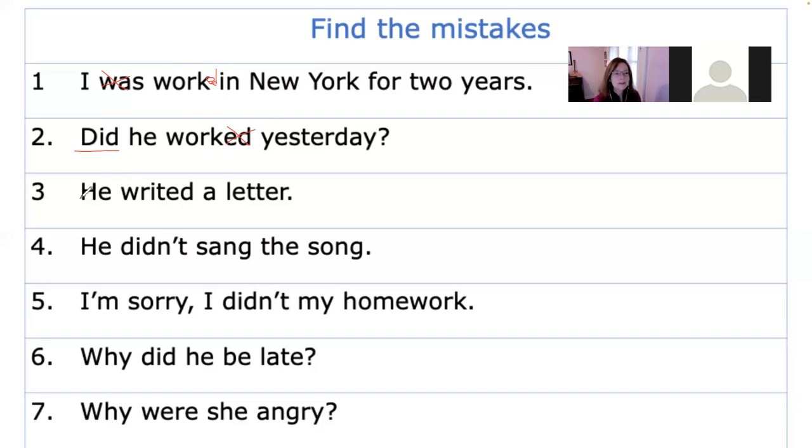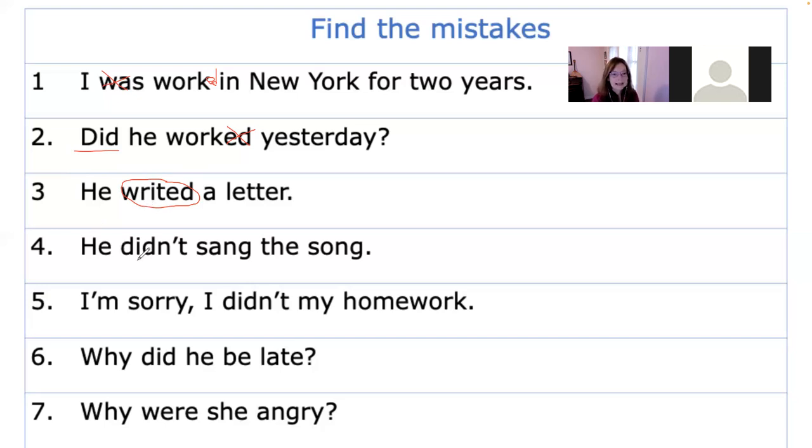Number 3 is really common. He writed a letter. Once students learn that ed makes the past tense, they often over apply that rule to every verb they encounter. And so then we have to show them, no, it's not writed. Writed is an irregular verb. You can have them look it up on their irregular verb chart, and it should be wrote. He wrote a letter.